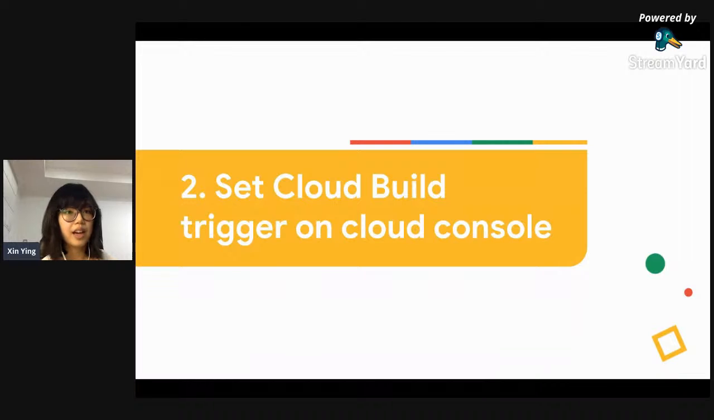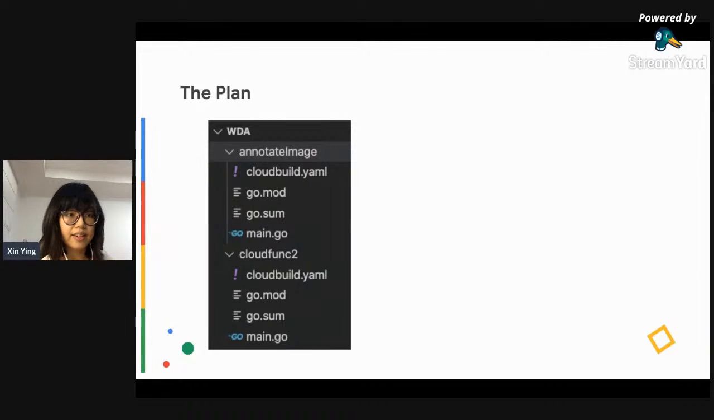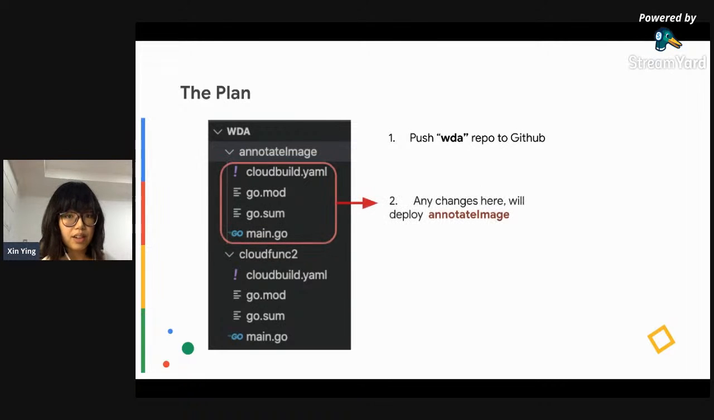All right, so now we have the build steps in a YAML file. Next thing is to set the trigger on cloud using the Cloud Console. So here's the plan. Here we have a couple of cloud functions inside this WDA repository. When you push to this repository, what you want is, if there are any changes in the annotate-image folder, you should deploy the annotate-image function only. You are not to deploy the second cloud function.